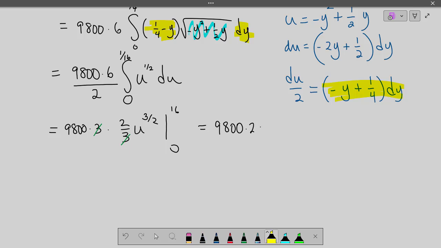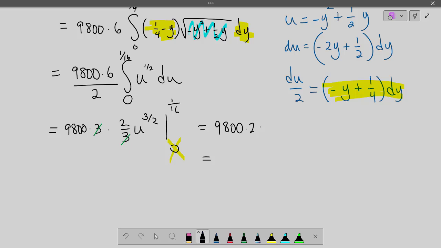Let's see, the 0 is not contributing. 16 to the 3/2. Denominator is a root. So the square root of 16 is 4. And then 4 cubed is 64. Why isn't it 1/16? Is that what you said? Oh, it is. Thank you. Yeah, that's a 16th. This should be a 16th. That should match. Thank you.